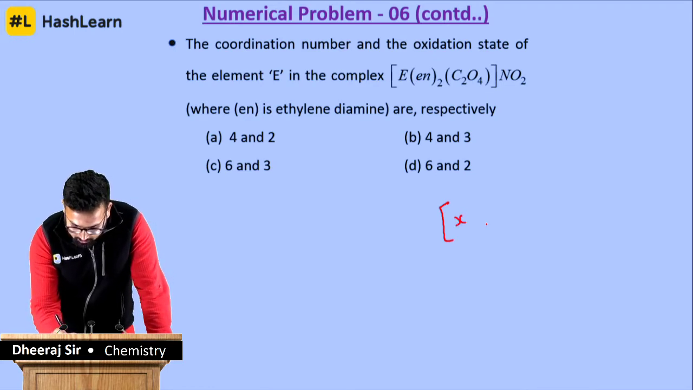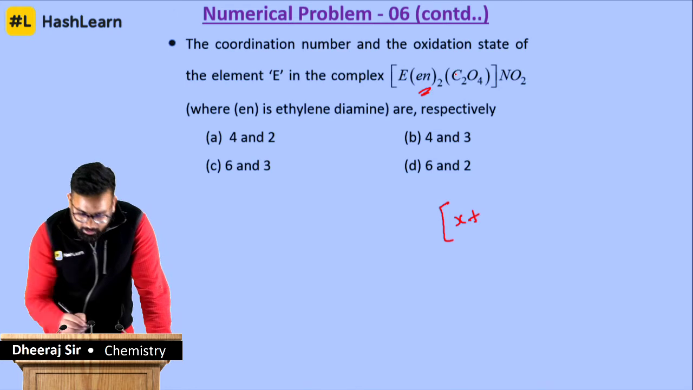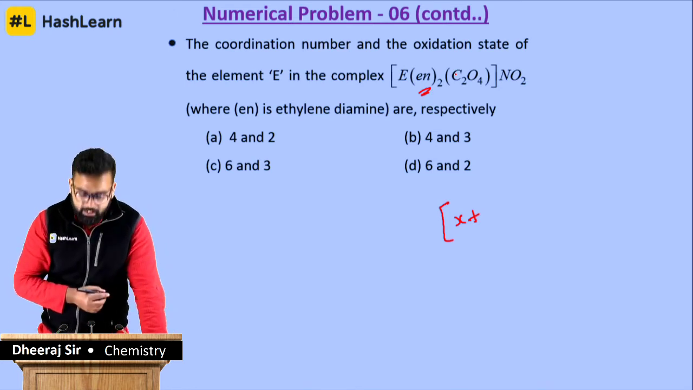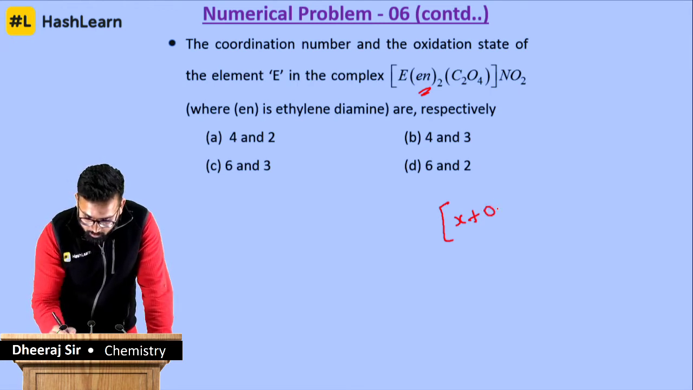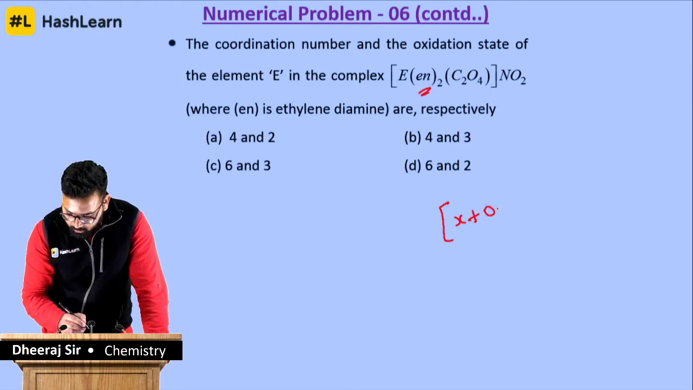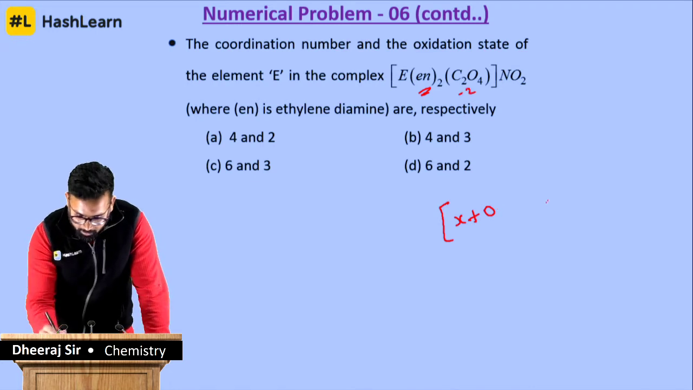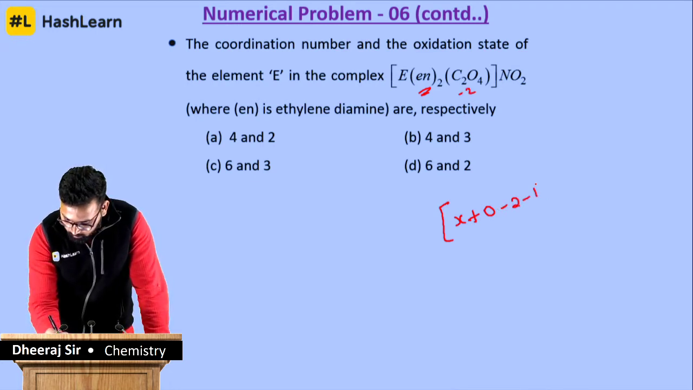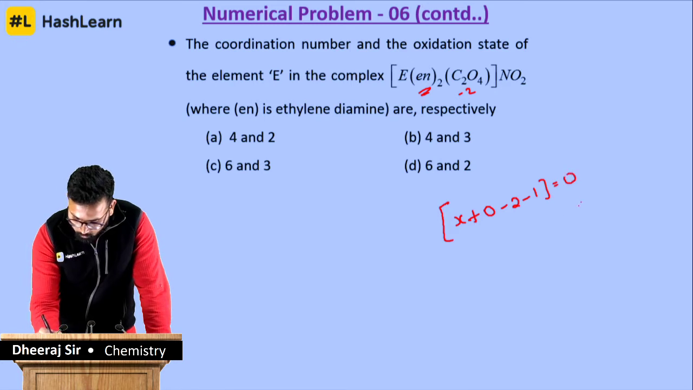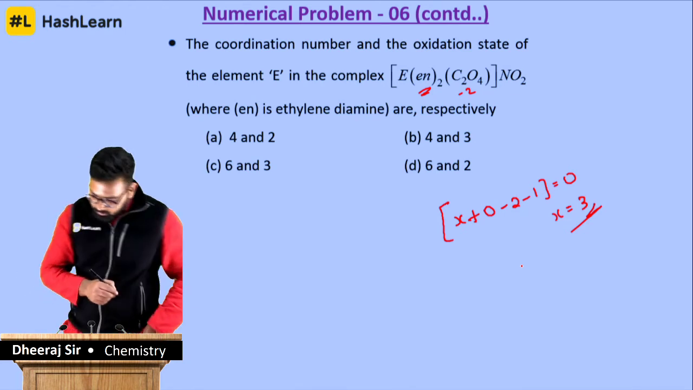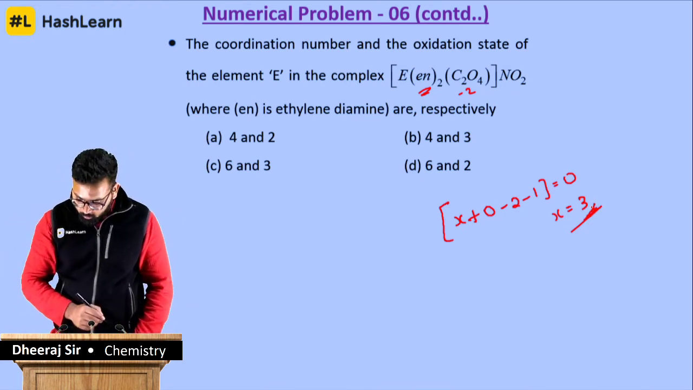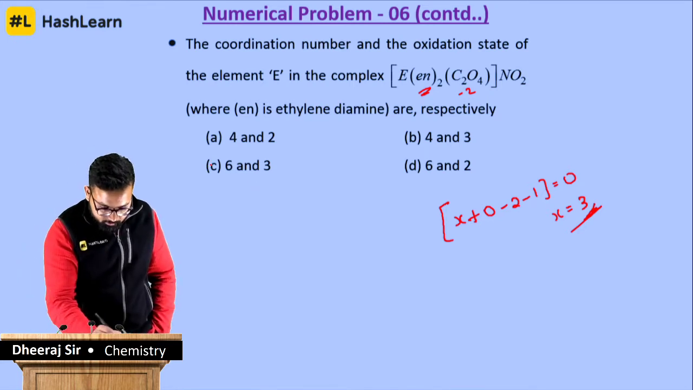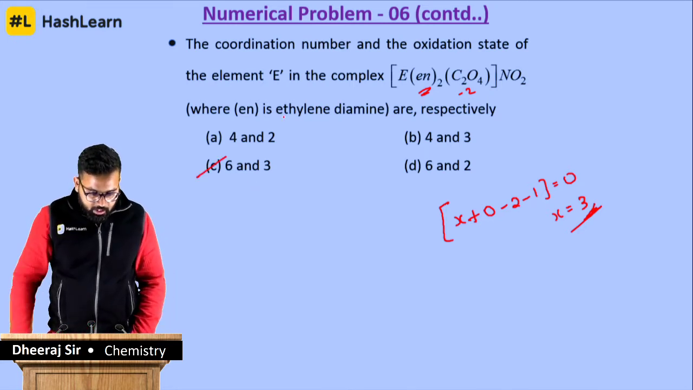X plus ethylenediamine, that is the didentate ligand, its charge is 0, and oxalate's charge is -2, is equal to 0. So X plus 0 minus 2 minus 1. So X has to be equal to 3, and if X is equal to 3, it means 6 and 3.